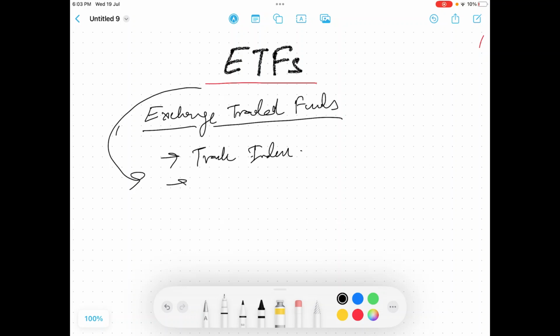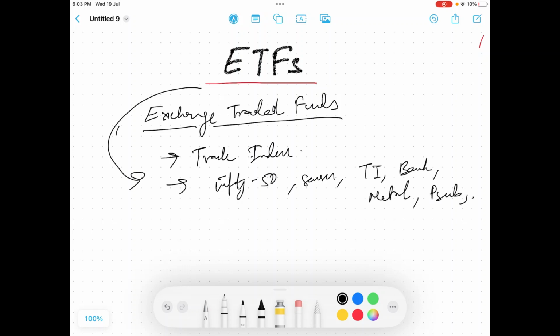Now it could be anything. It could be Nifty 50, it could be Sensex, it could be a particular sector like IT or bank or metal, or PSU banks, in that way. So you have all these sector ETFs. And suppose you want to invest in a particular sector which you feel is good and you want to buy the whole sector, you can do it through ETFs, right?